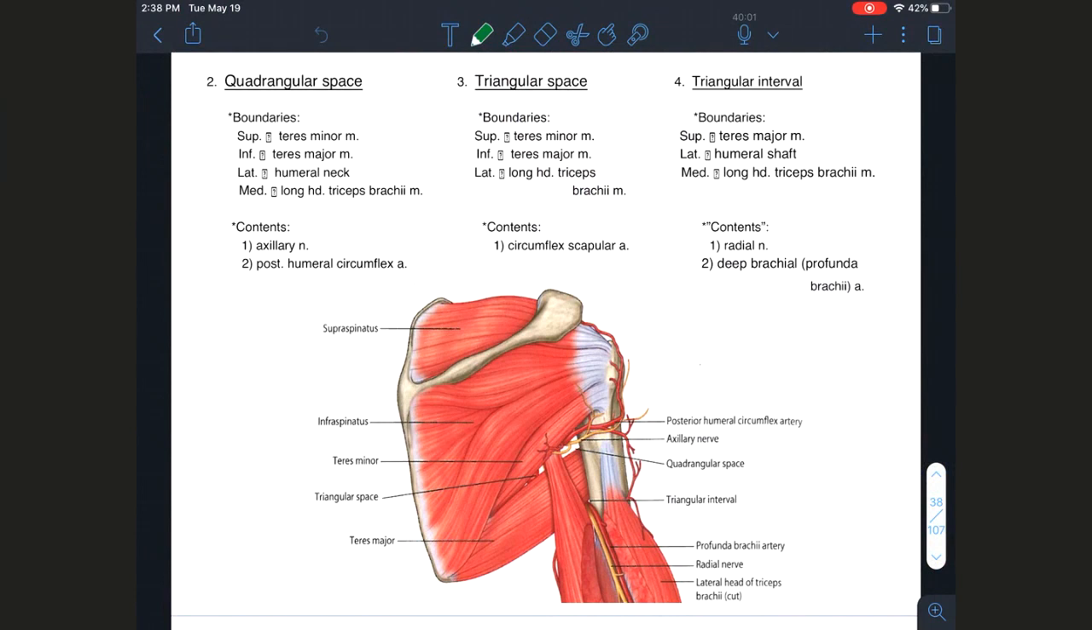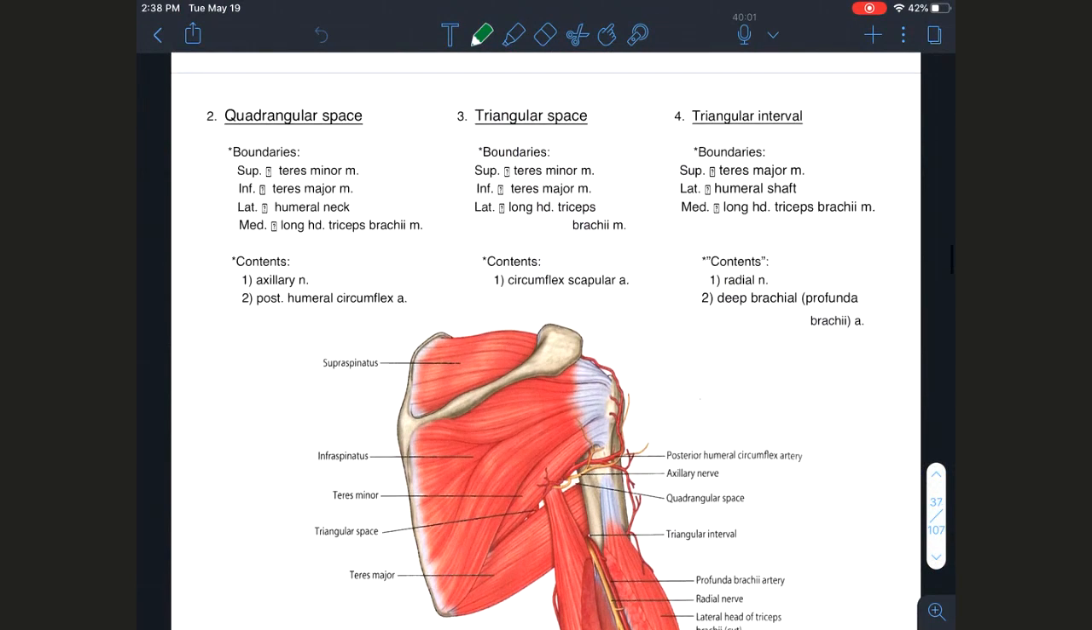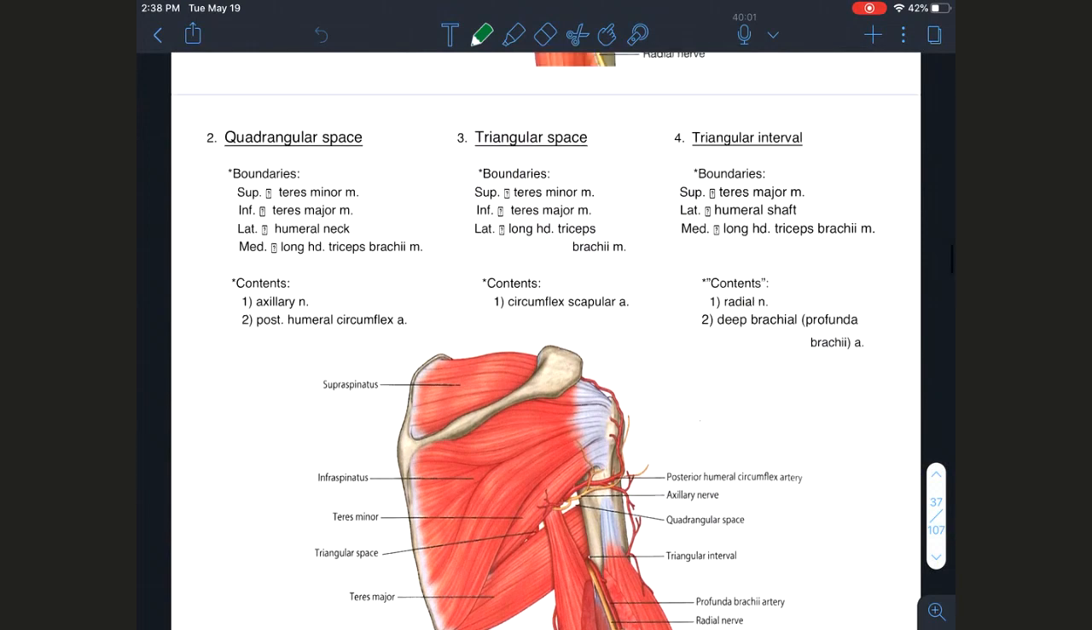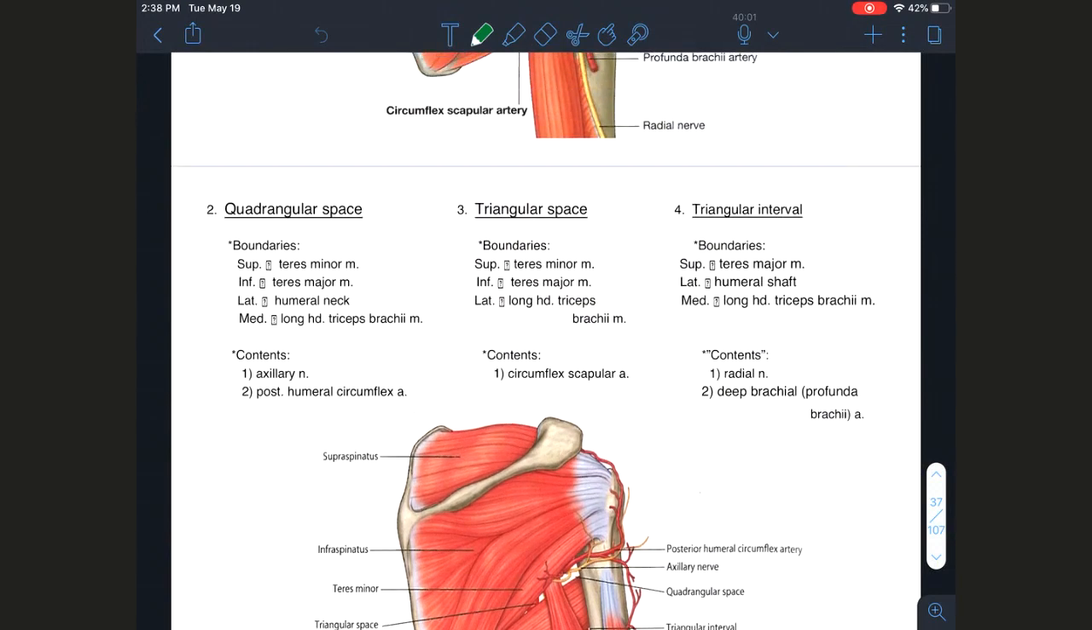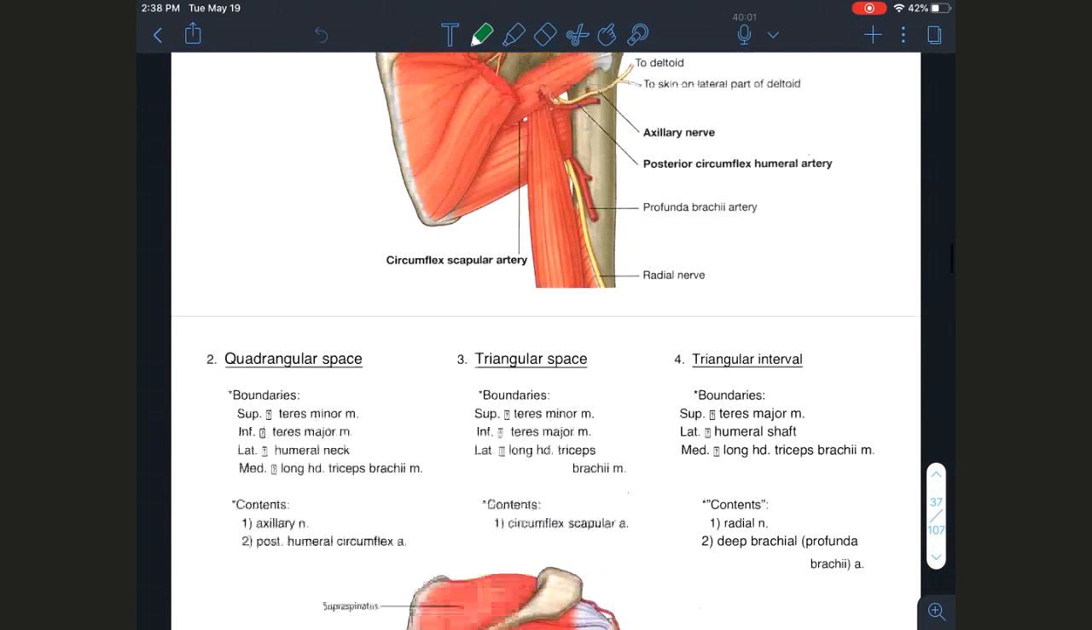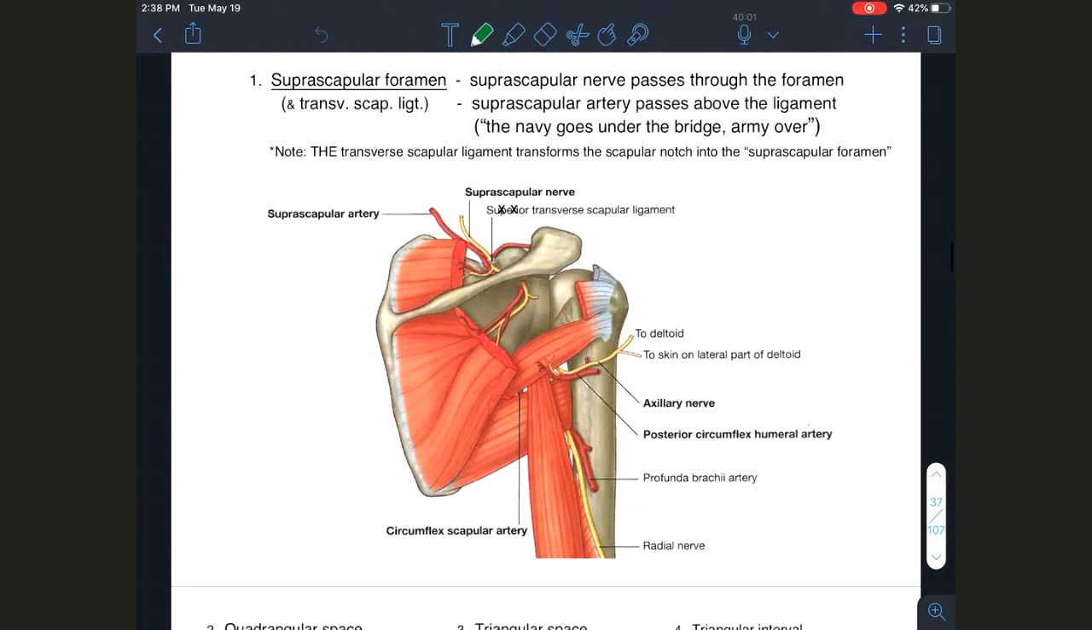Yeah, we'll get to that in just a moment. I'm not at the quadrangular space yet. I'm just going over the boundaries of the axilla. But I'm about to go over that in just a moment.